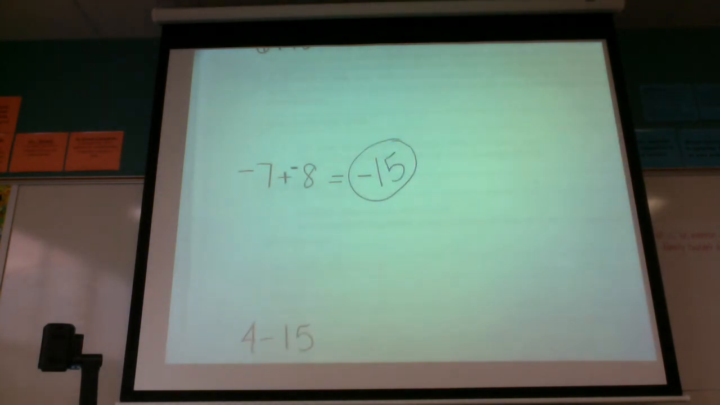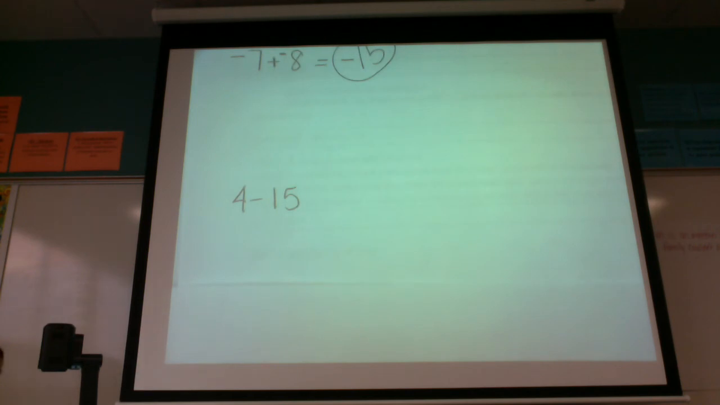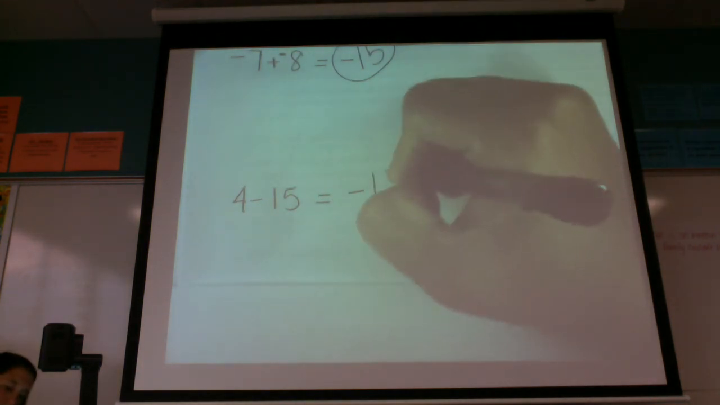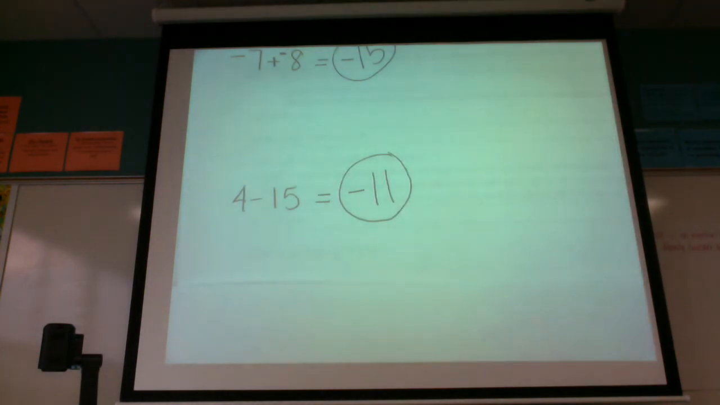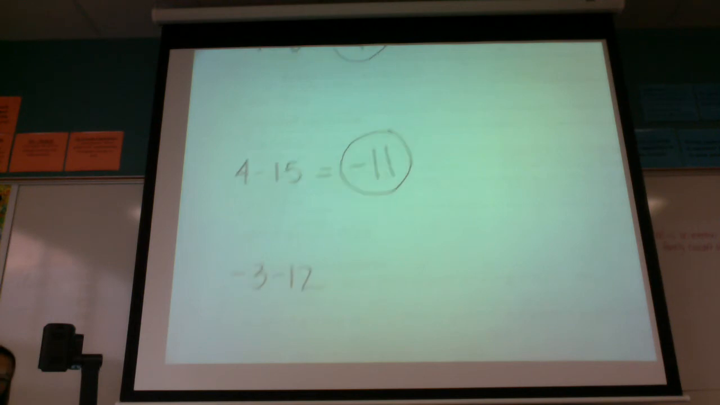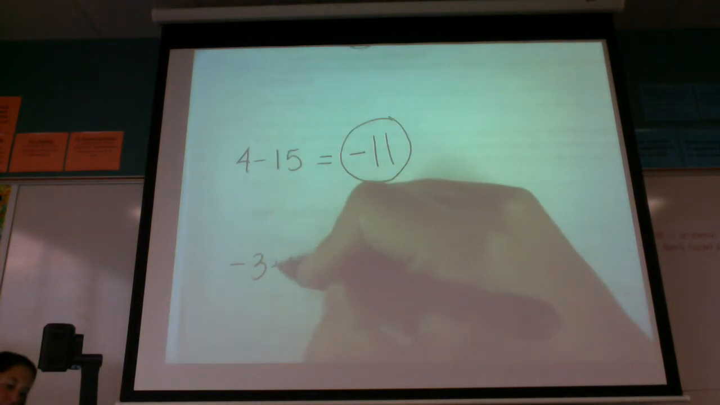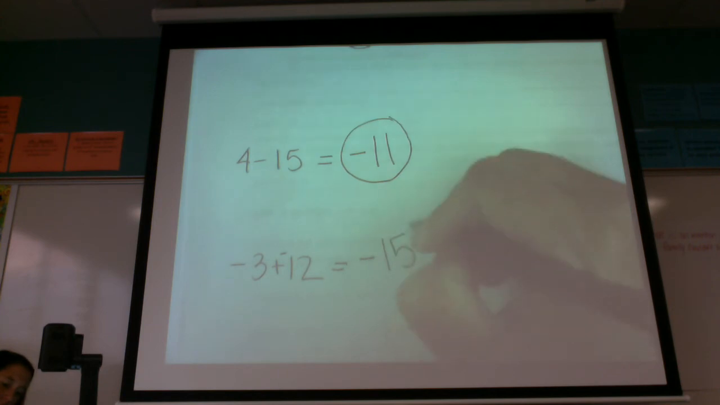Okay. What about this time? It's 4 degrees outside, the temperature goes down 15. Oh, that's going to leave me with -11. -3 minus 12. It's -3 degrees outside. It's going to go down 12 degrees, or you could change that to -3 plus -12. Two negatives, that's going to give me -15.